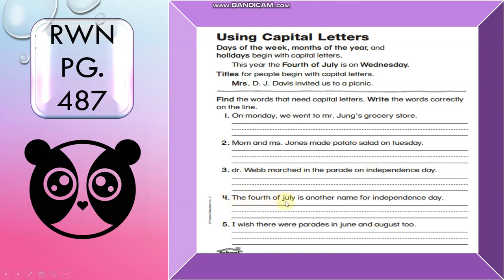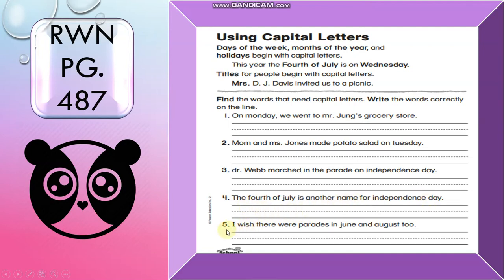Next, number 4, the 4th of July is another name for Independence Day. So again, there are some mistakes here and I need you to write the correct words in the capitalized version. The first letter has to be capital. For which words, you decide.